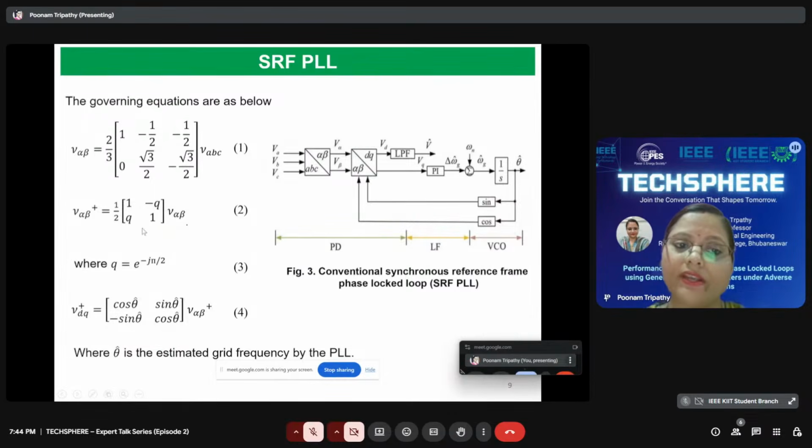So these are the governing equations, and here Q is the phase shift operator, which is basically used to provide a phase shift of 90 degrees for the orthogonal signal generation, that is V alpha and V beta. So for the orthogonal signal generation, now we are opting for the generalized integrator based filters, which lead to the enhancement of the performance of this classical SRF PLL.